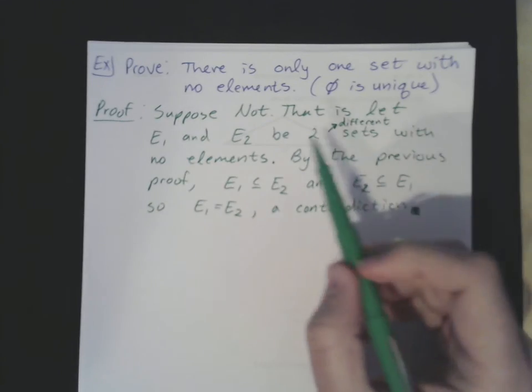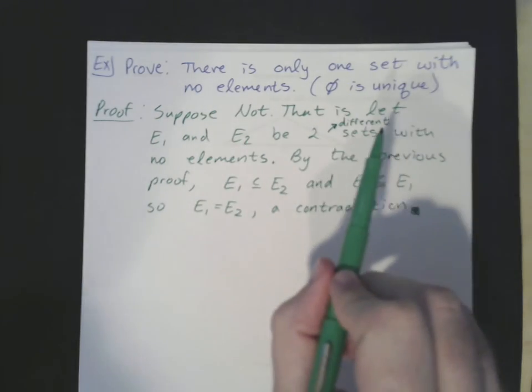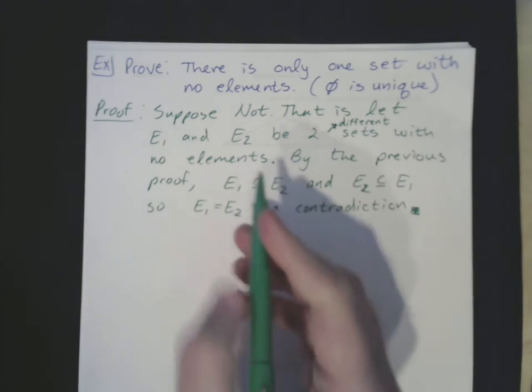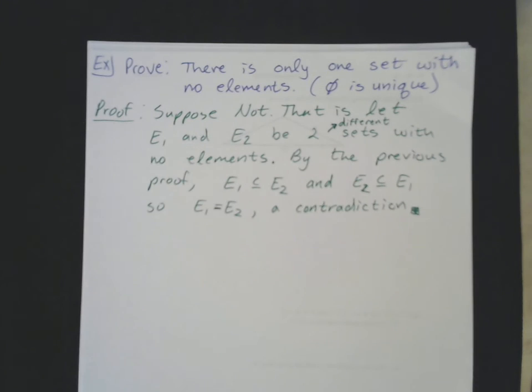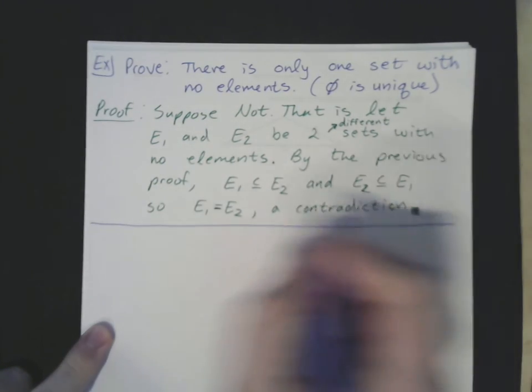To make that clear, we're supposing that E1 and E2 are two different sets. And our contradiction is that they're not different, they're the same. So our empty set is unique, and it's the subset of every other set. And we're going to do 2 more empty set proofs here.